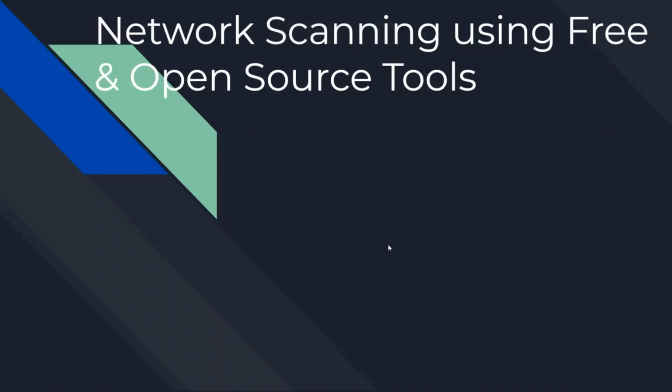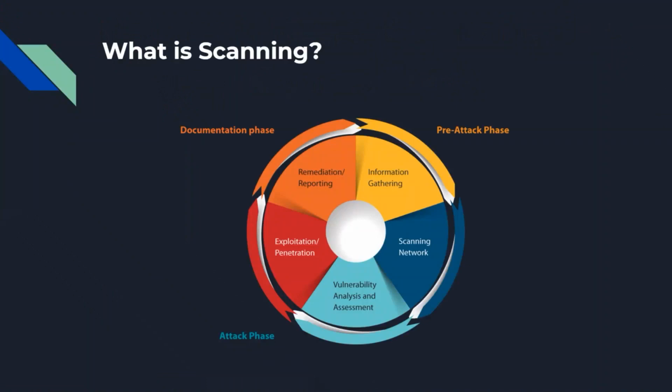Good afternoon to everyone. My name is Dinakar. Today the topic is network scanning using free and open source tools. So first of all, what is network scanning? Network scanning comes under the VAPT phases. Whenever a hacker tries to exploit or hack our systems, how do we prevent it? The first stage is information gathering, which includes IP addresses, domain names, or email addresses. With just an IP or domain name, we can start exploiting. The second stage is network scanning. This is the topic we are going to discuss now.